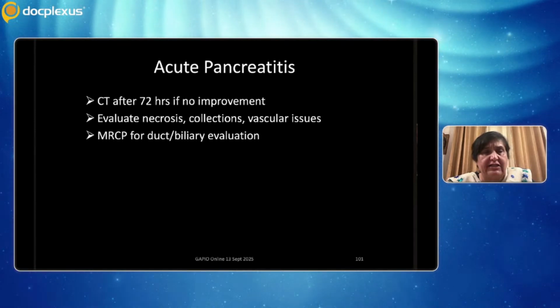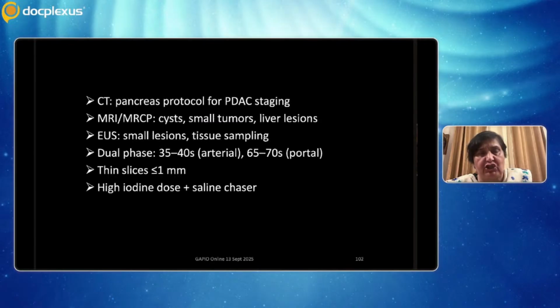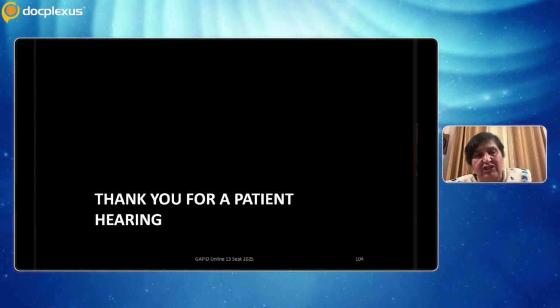In acute pancreatitis, CT should be done after 72 hours if there is no improvement. Evaluate for necrosis, collections, and vascular issues. MRCP for duct and biliary evaluation. CT, follow your pancreatic protocol. MRCP is important for looking at cysts, small tumors, and liver lesions. Endoscopic ultrasound, like I told you, for small lesions. Tissue sampling, do a dual phase CT. And if a neuroendocrine tumor is suspected, then an early arterial phase as well. And use a high iodine dose saline chaser.